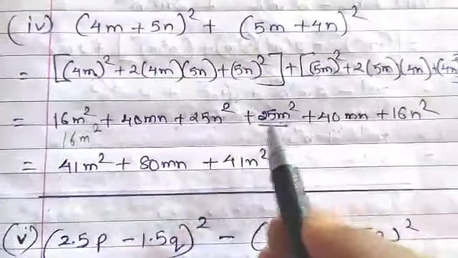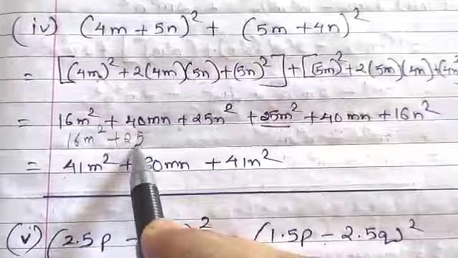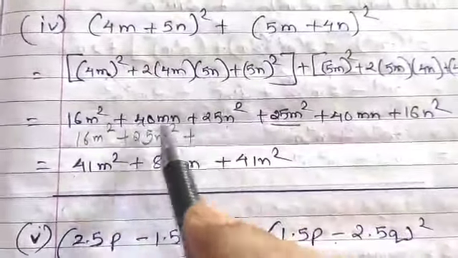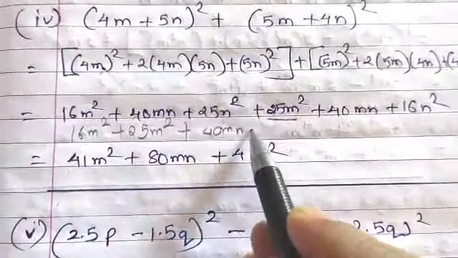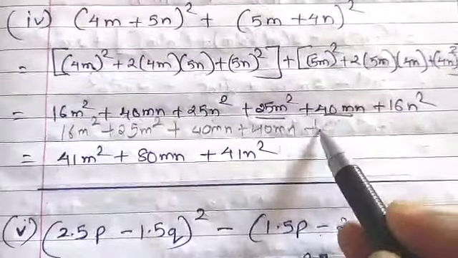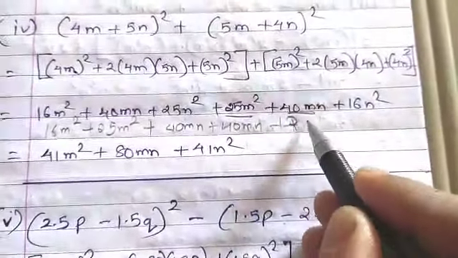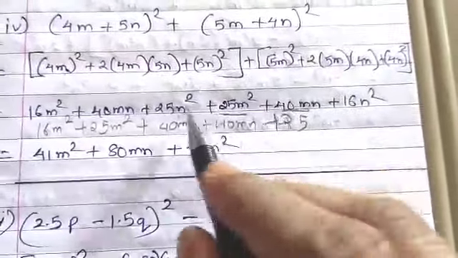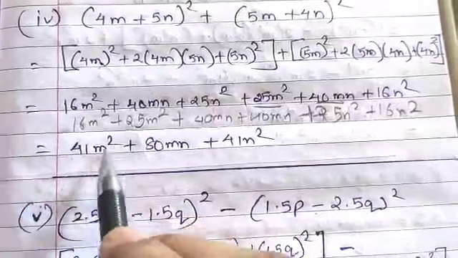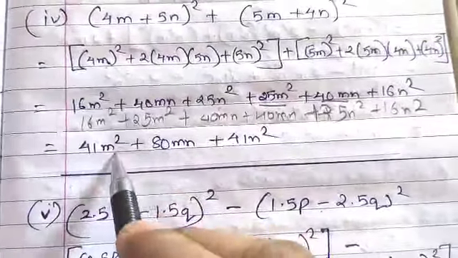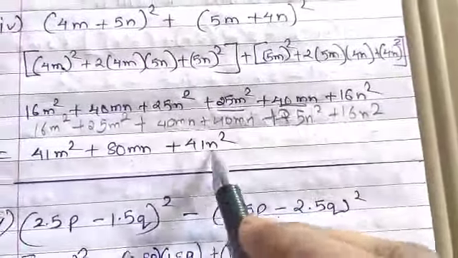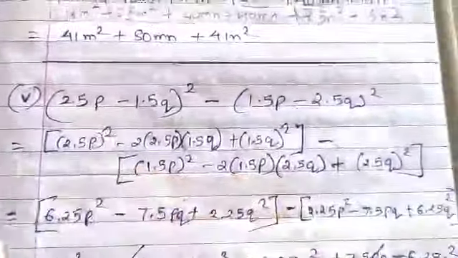So now here 16m² is there, and add the terms with common variable 16m² and 25m². Then 40mn plus 40mn, then 25n² plus 16n². Now here 16 plus 25 will become 41 with common variable m². Then 40 plus 40 is 80mn, and 25 plus 16 is 41n². Now let us see the next one.